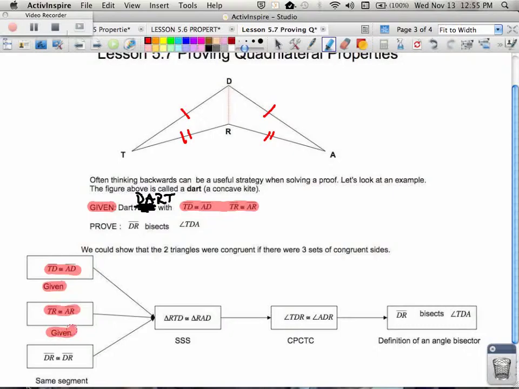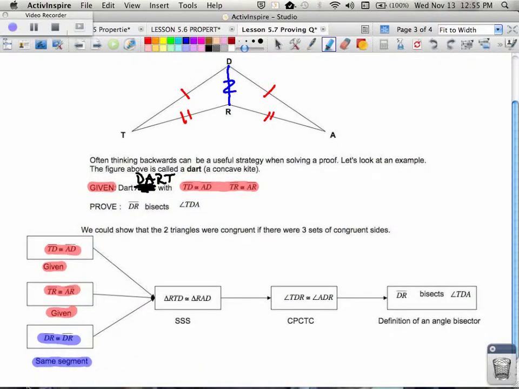And what I'm going to do is I'm going to talk about the middle segment here, DR. And I know that DR is congruent to itself. So I say that in the third and final statement, that DR is congruent to itself because it's the same segment. And I notice that when I make those three pieces, I see that I have one side, two sides, three sides from two different triangles being congruent.